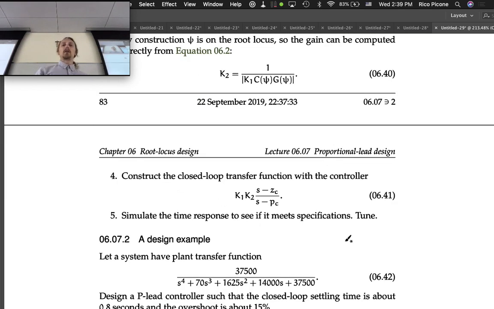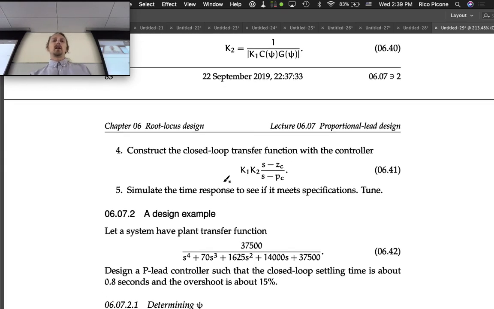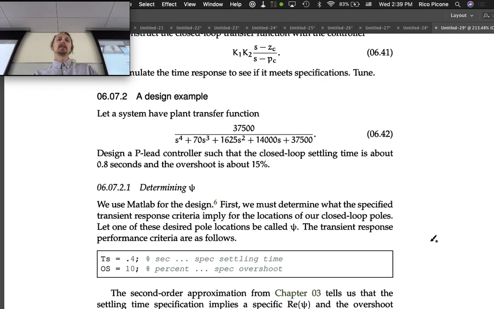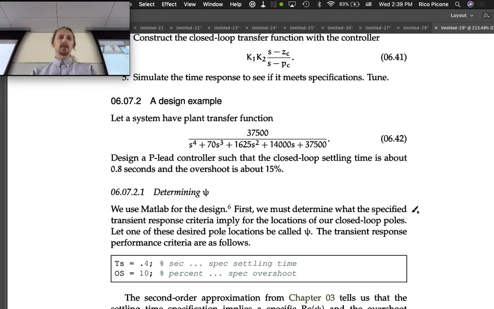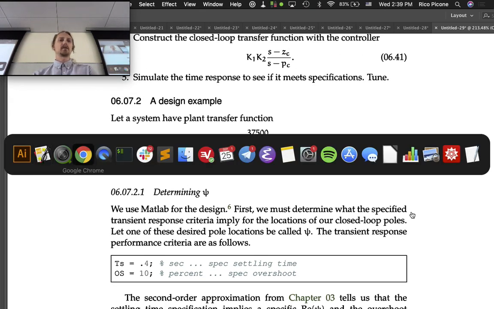Step 4, construct the closed loop transfer function with the controller given here. So you have your K1, your K2, and simulate the time response to see if it meets specs. Tune accordingly. So this is our process. Any questions on that before we do an example? I think I'll split the example off. It's going to be a little lengthy.